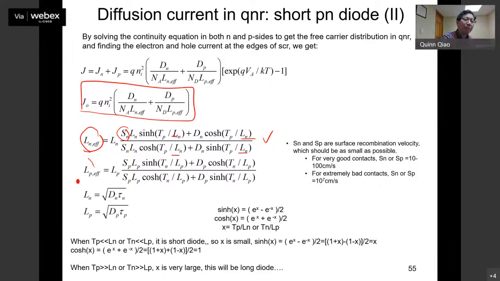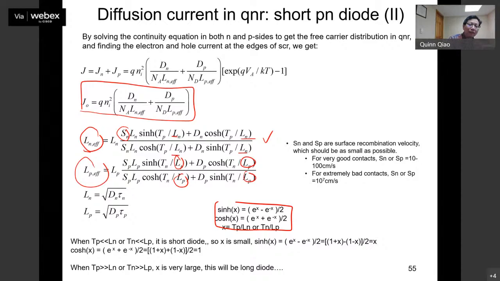Now if you look at Lp, the effective diffusion length of holes in the N side, here you will see a lot of Lp, Lp, Lp, Lp. And then these functions are sinh and cosh functions. If you know what Tp is and what Ln is, you can use that function and calculate easily to figure out the effective diffusion length for electrons in the P side and for holes in the N side.